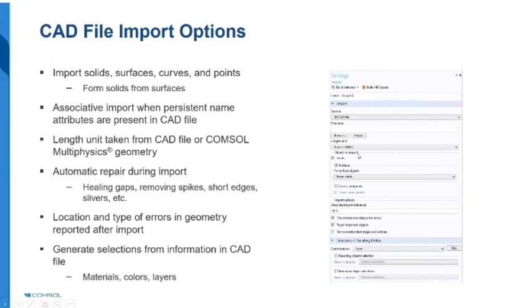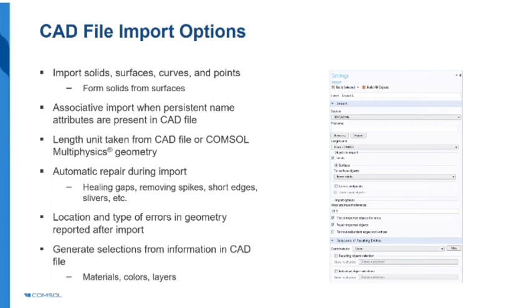The length units can also be taken from COMSOL or from the CAD file. Many times, just ensure that whenever you are importing a CAD, the imported CAD has the correct units and lengths. For that, the measure operation that I showed you in the earlier part of the presentation would be quite useful. While importing itself, certain things will get repaired, like healing the gaps, removing spikes, short edges, etc. based upon the absolute import tolerance that you have provided.